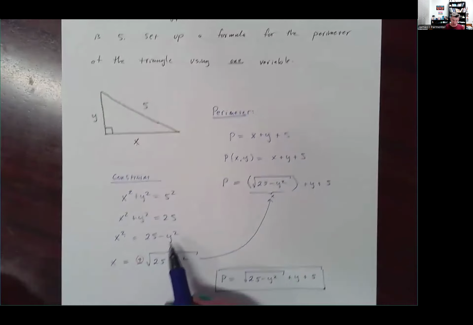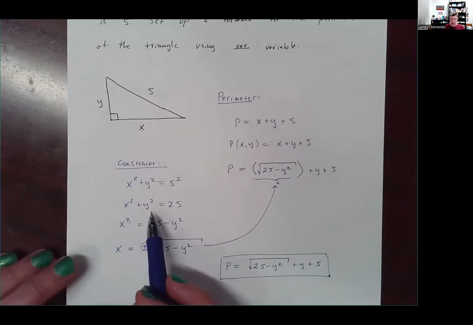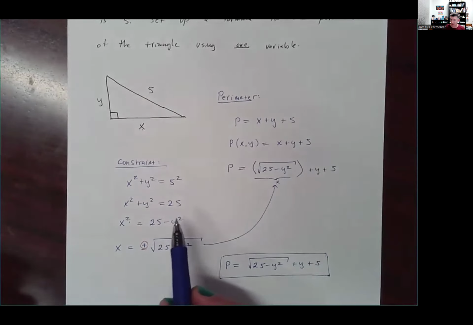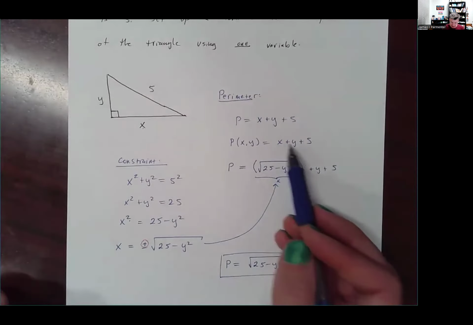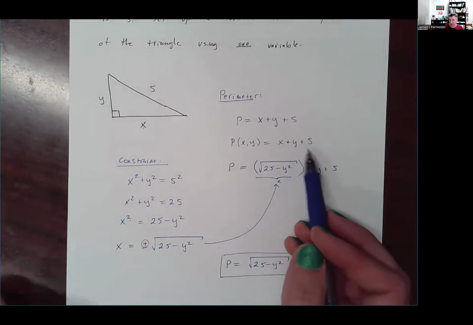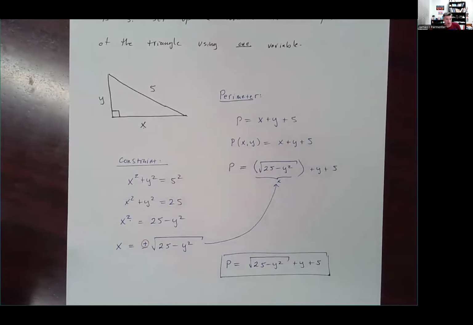You could have gone the other way, right? You could have solved for y and said y was the square root of 25 minus x squared, and then your equation would have been the perimeter is x plus the square root of 25 minus x squared plus 5. Essentially the same, just using x's instead of y's. So that's kind of the general idea.